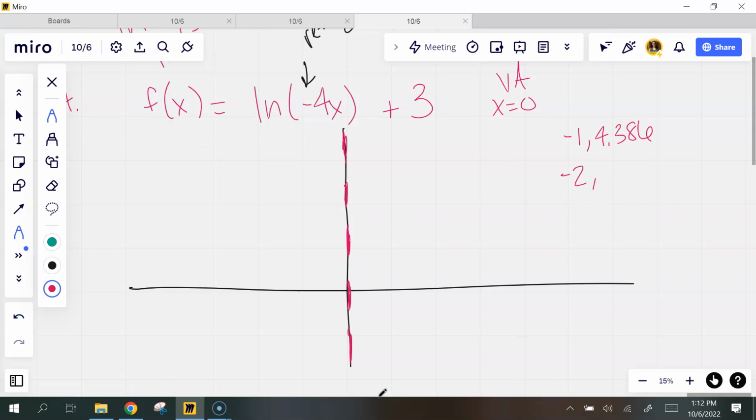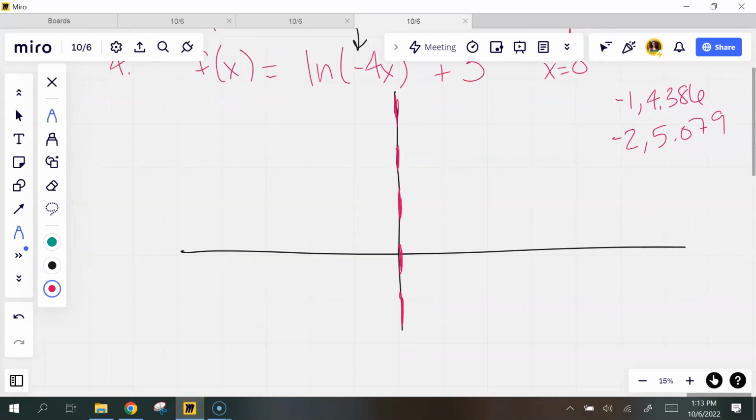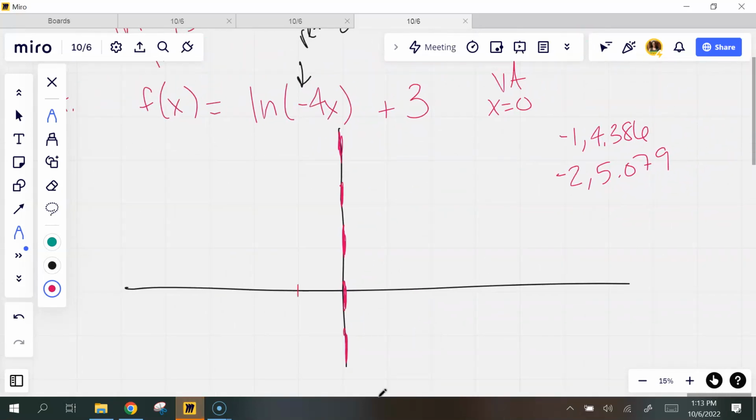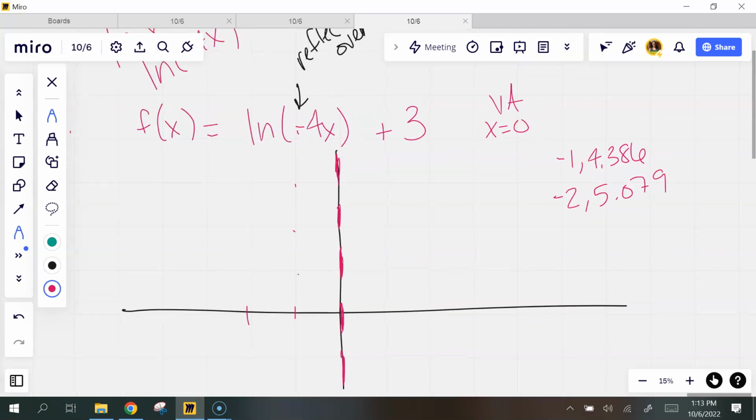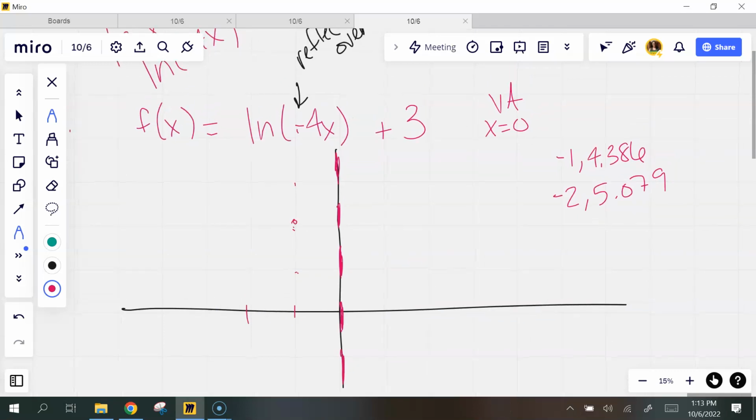Okay, so -2, maybe I picked that one up. -2, 5.079. And I'm going to use those two to graph. All right, -1, 1, 2, 3, 4 point. I'm going to go by twos maybe. 2, 4. And then -2, 2, 4, 5. So that it's coming in to hug my asymptote. This way it doesn't actually cross.